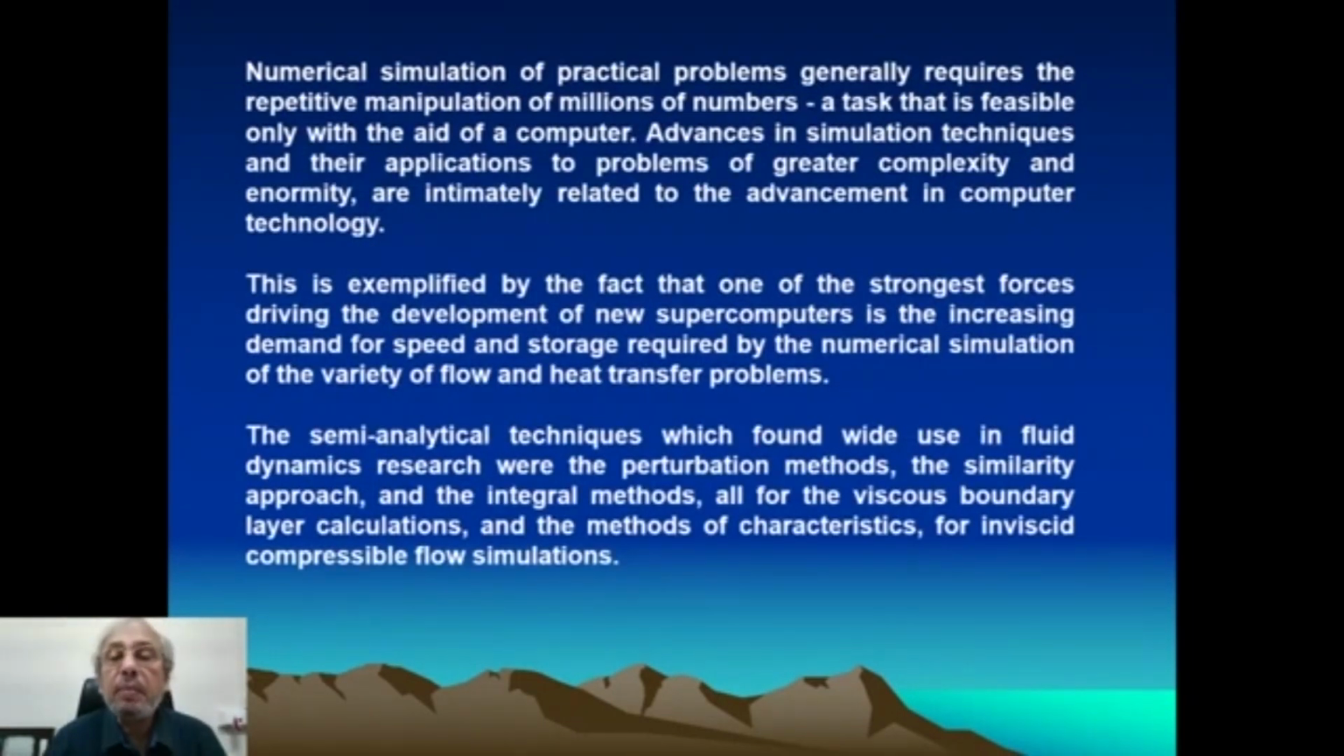Numerical simulation of practical problems generally requires the repetitive manipulation of millions of numbers, a task that is feasible only with the aid of a computer. Advances in simulation techniques and their applications to problems of greater complexity and enormity are intimately related to the advancement in computer technology. This is exemplified by the fact that one of the strongest forces driving the development of new supercomputers is the increasing demand for speed and storage required by the numerical simulation of a variety of flow and heat transfer problems.